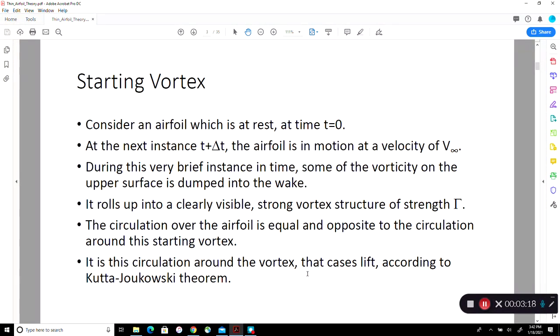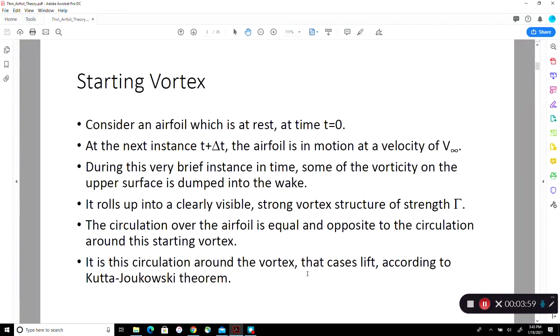First of all, we want to see what happens when we start an airfoil from time t equal to 0 in a wind tunnel, or in a free stream. At time t equal to 0, it's got a 0 velocity. At time t plus delta t, where delta t is an infinitesimally small time increment, it's got a finite velocity V infinity. That means we have very abruptly started it, almost with infinite acceleration. This is sometimes called an impulsive start. During those very brief instants between t and t plus delta t, lots of things happen, and the flow field around the airfoil continues to evolve.